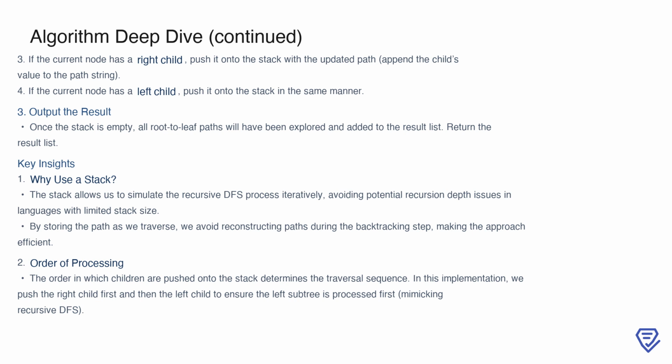On the other hand, if the current node has children, we process them. When there's a right child, we push it onto the stack and update the path string by appending the right child's value.